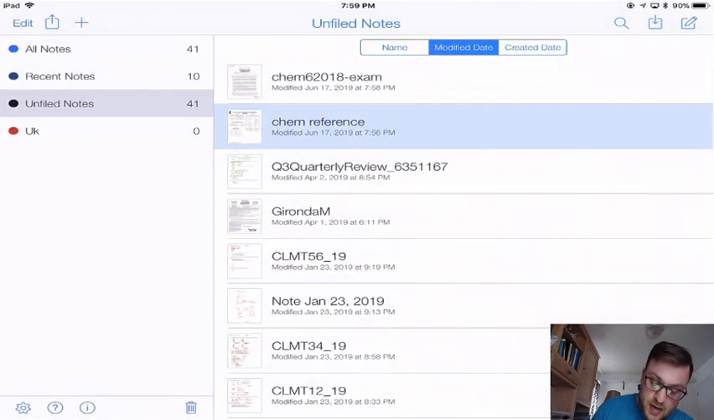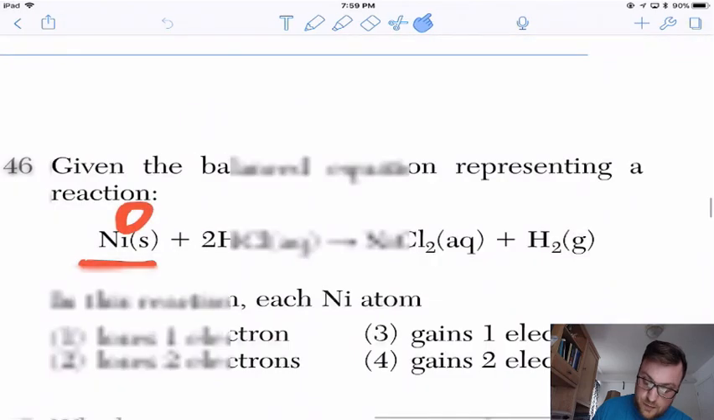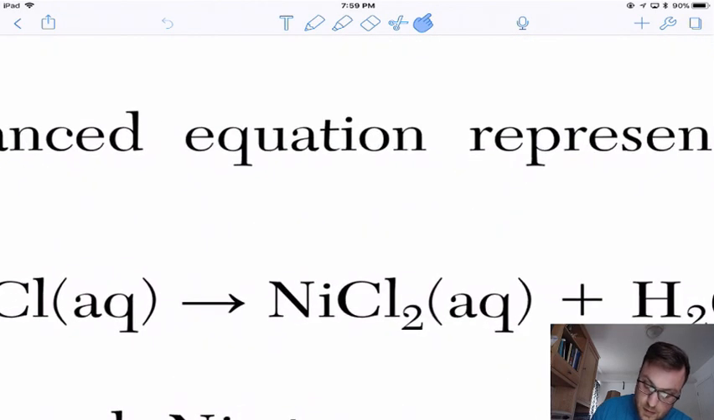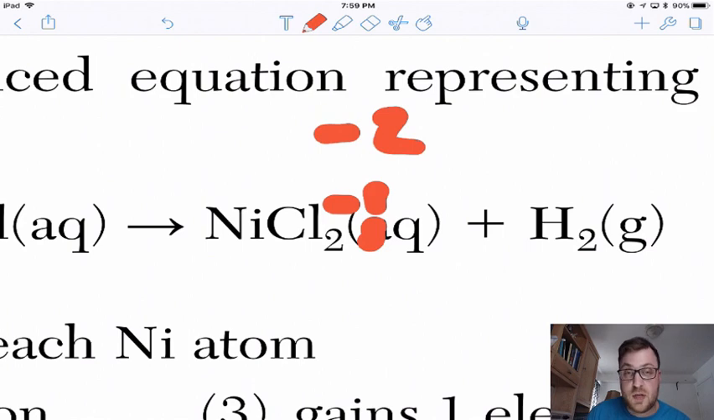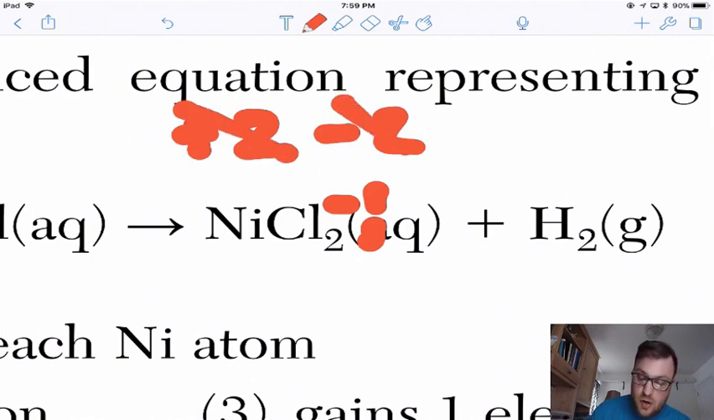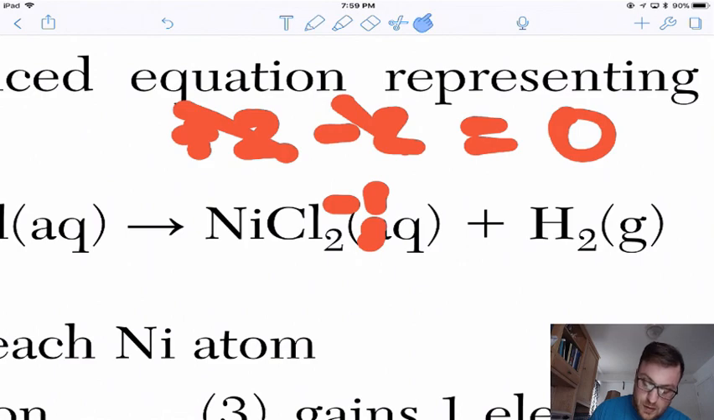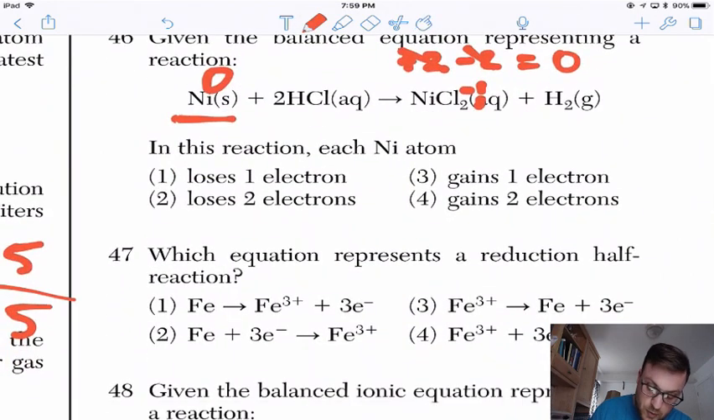So, I know chlorine has to be negatively charged. Since chlorine is -1 and there's 2 of them, that means the 2 chlorines have a total of -2, which means the nickel must have a charge of +2 so that those cancel each other out and we get a total charge of 0. So, nickel went from 0 to +2.